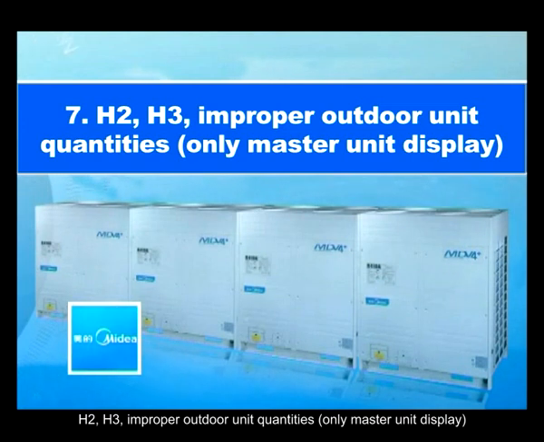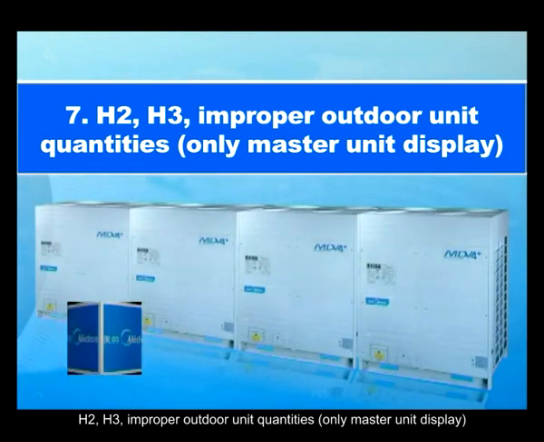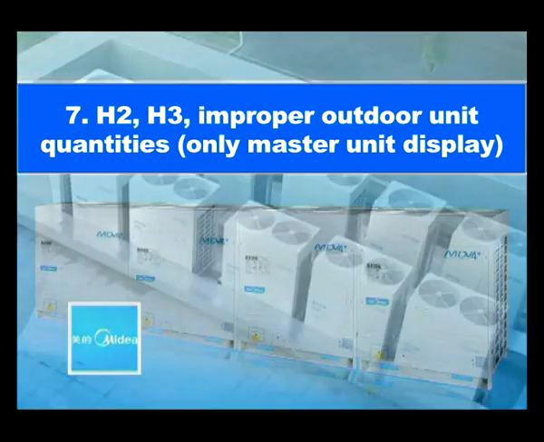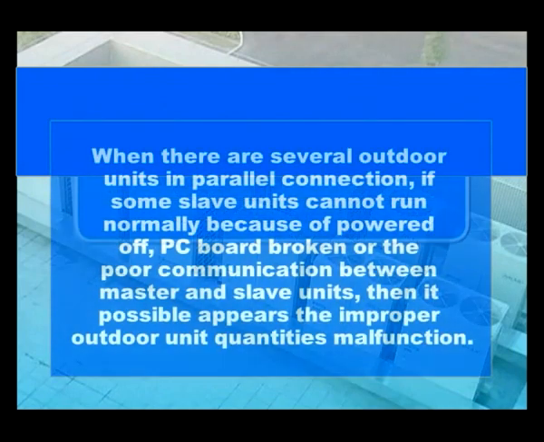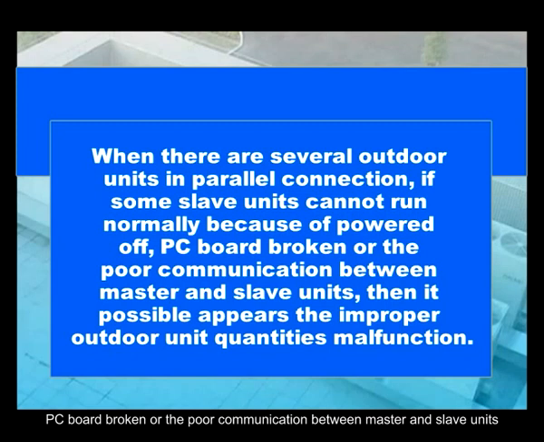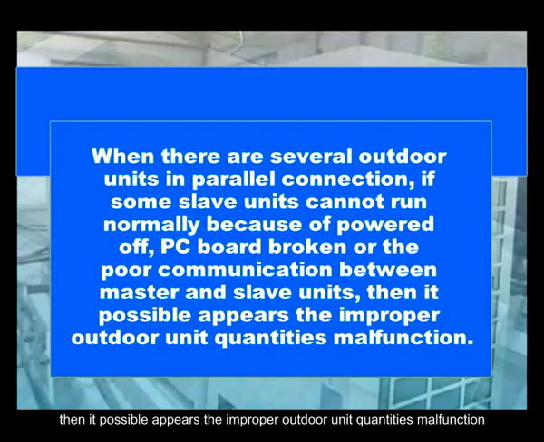H2, H3: improper outdoor unit quantities. Only master unit display. When there are several outdoor units in parallel connection, if some slave units cannot return normally because of powered off, PC board broken, or the poor communication between master and slave units, then it possibly appears the improper outdoor unit quantities malfunction.